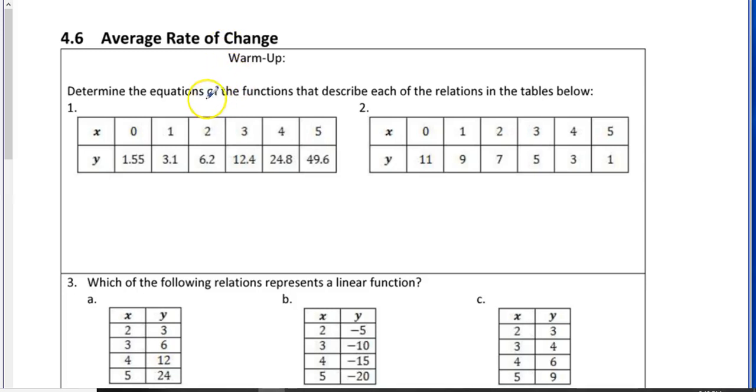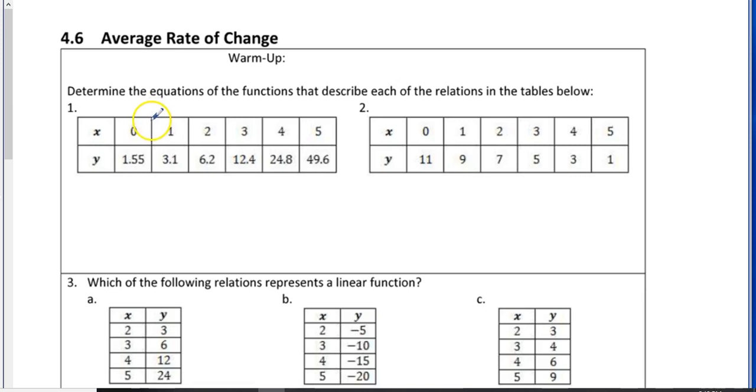In this recording, we're going to learn about average rate of change. So this is kind of a simple concept in one way, and also a tremendously important concept in another way that you will use all the way up through calculus. And I'm going to have you begin by doing this warm-up, questions 1, 2, and 3.